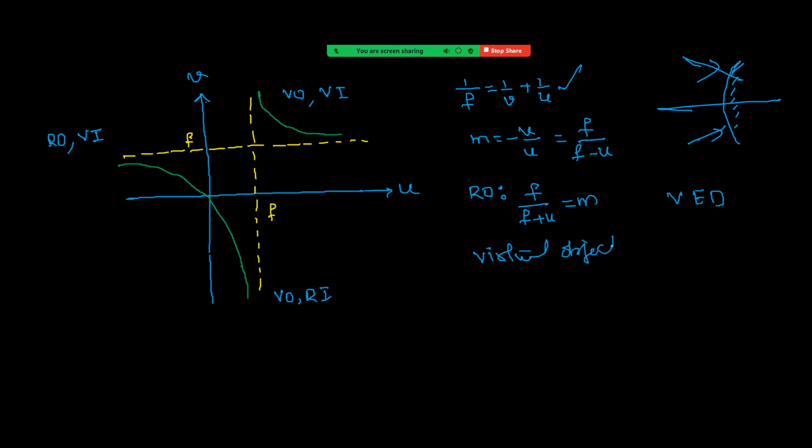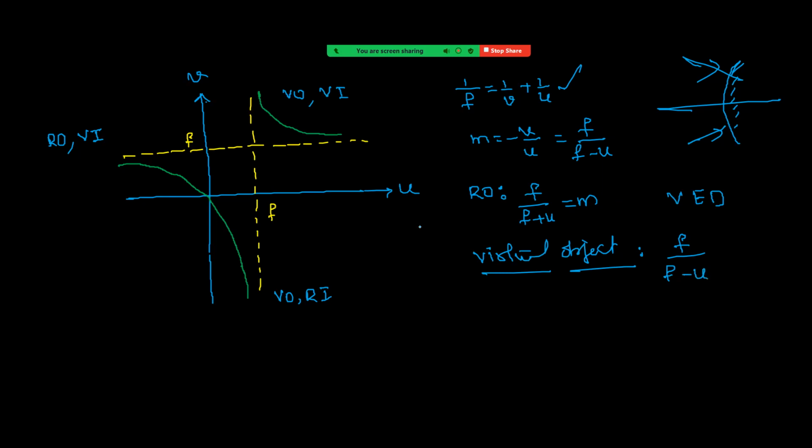Now focus on virtual object. Virtual object means u is positive. Then see carefully what happens. I am taking magnification here. f is positive. Sorry, virtual object, u positive. So f by f minus u.